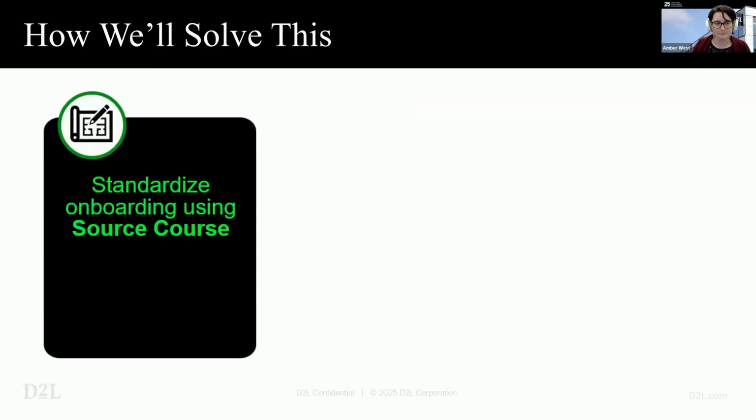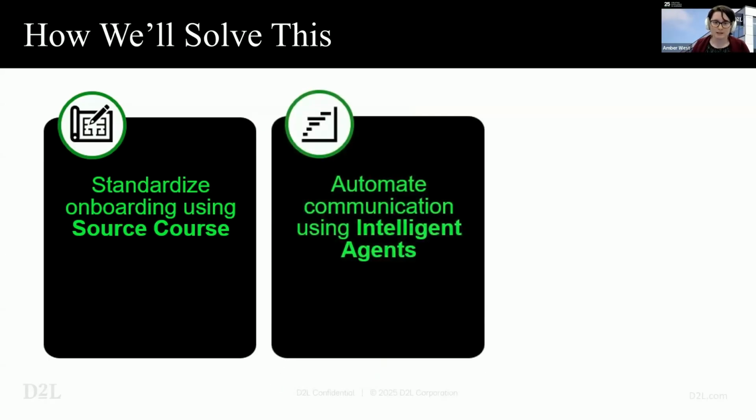But next is automating communication with intelligent agents. These monitor learner activity and send messages automatically, so there's no more manual follow-up. This is one of my favorite tools to set up. So for PSN, this means a welcome email goes out as soon as someone is enrolled. Reminders are sent if a learner falls behind, and a completion message with next steps goes out at the end of the course. So communication stays consistent without adding extra work for their team.